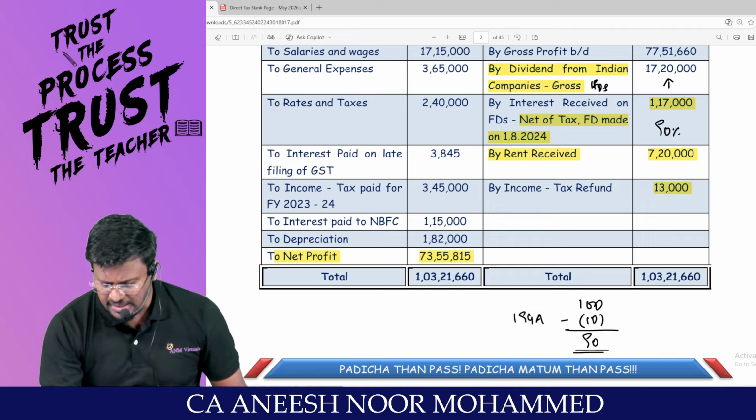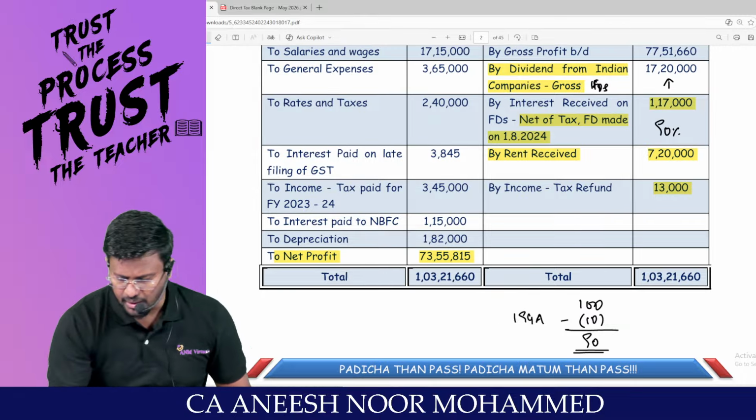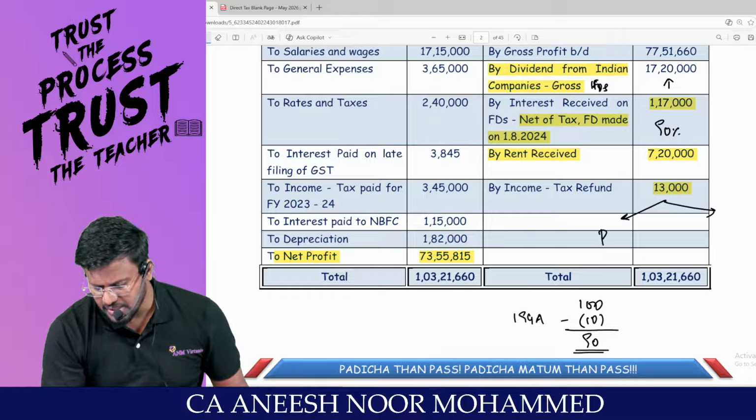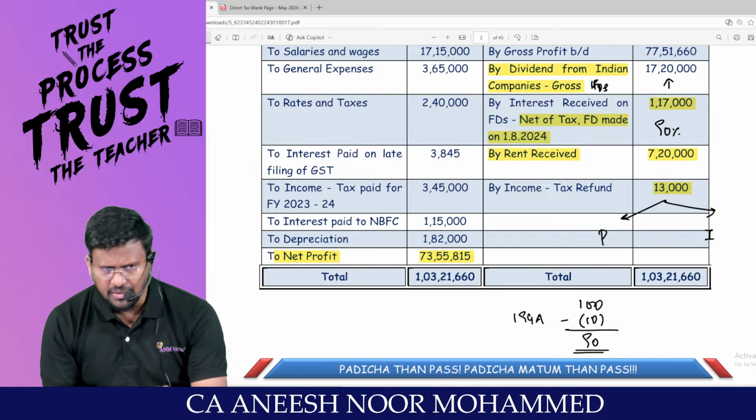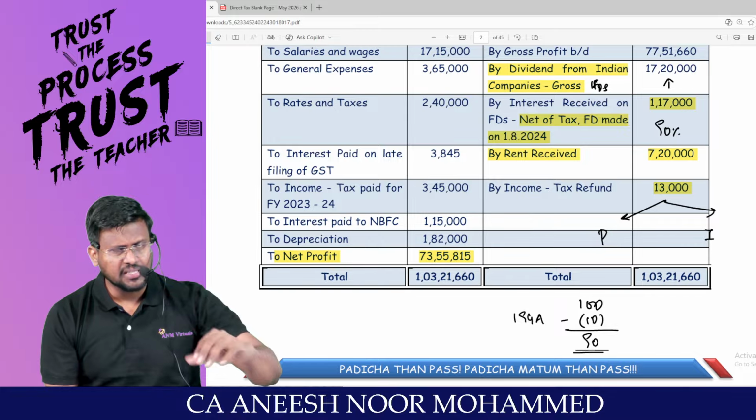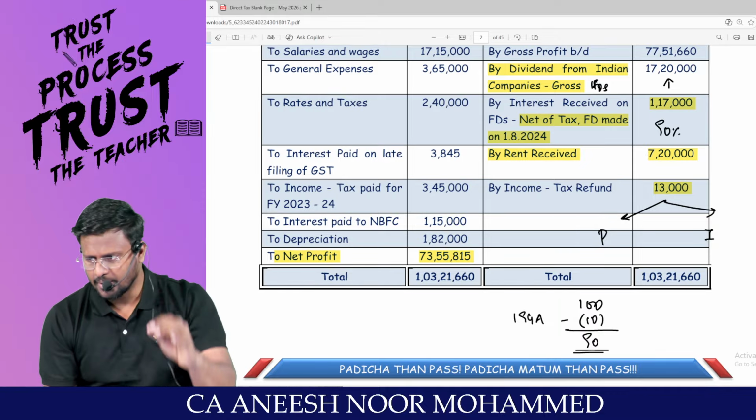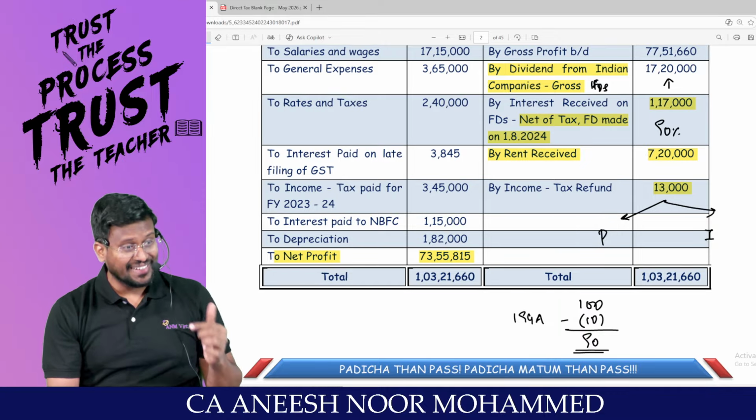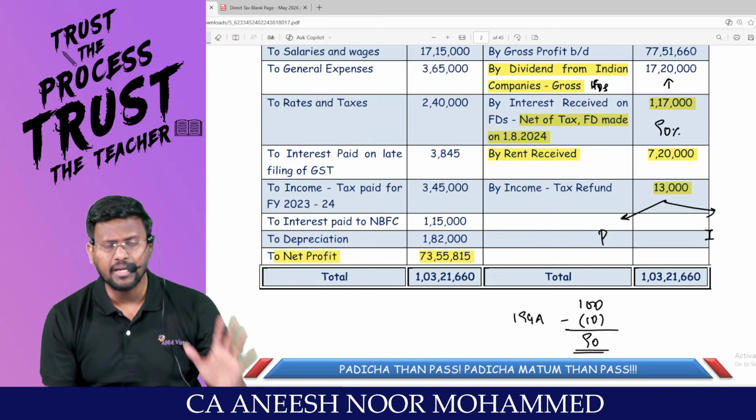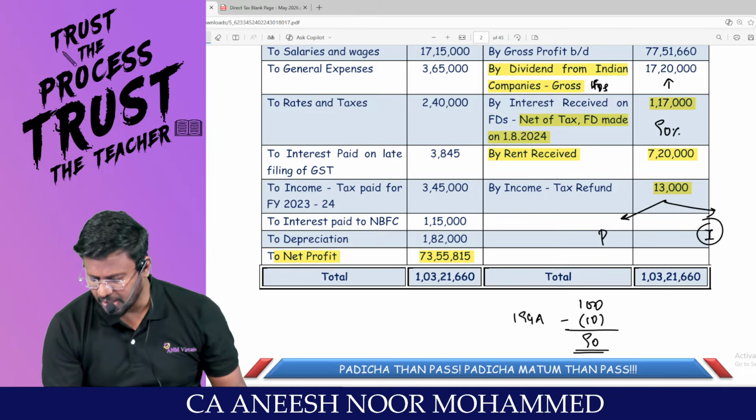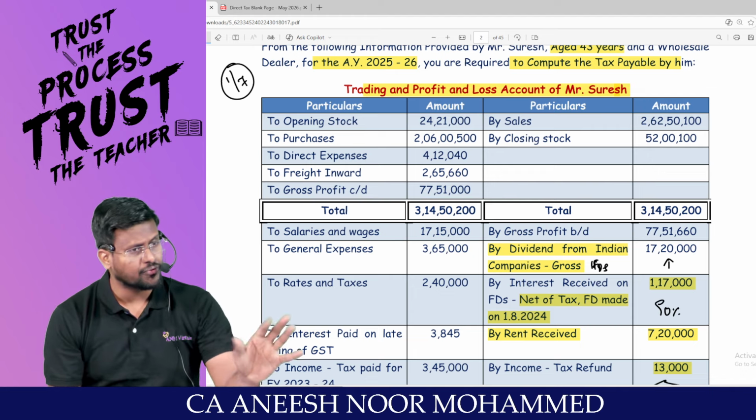By income tax refund, 13,000. My dear lovable students, there are 2 components in income tax refund. One is principal and the other is interest. Sir, principal means it's a reimbursement. I have paid some extra tax, and the government is giving me back. For that, no need to pay tax again. Whereas, my dear lovable students, interest means income on income. That is the first time I am getting an income. That income should be taxable under the head IFOS. That's how I have scrutinized the credit side of the P&L account.